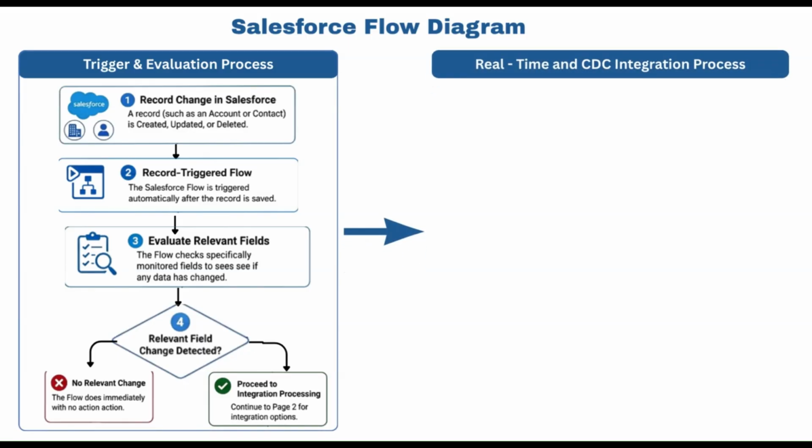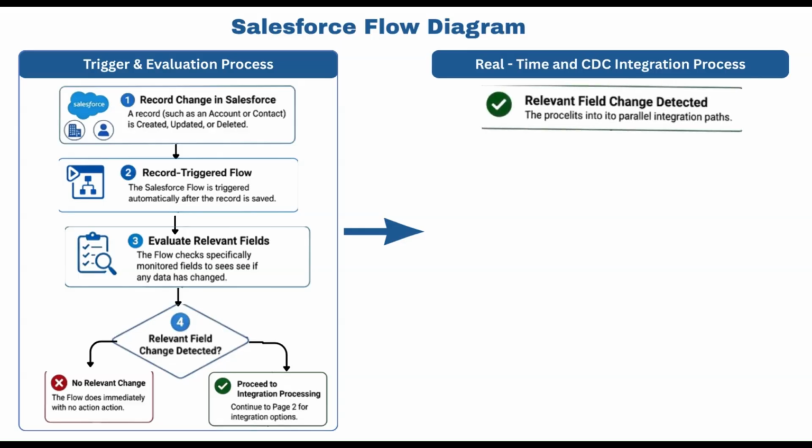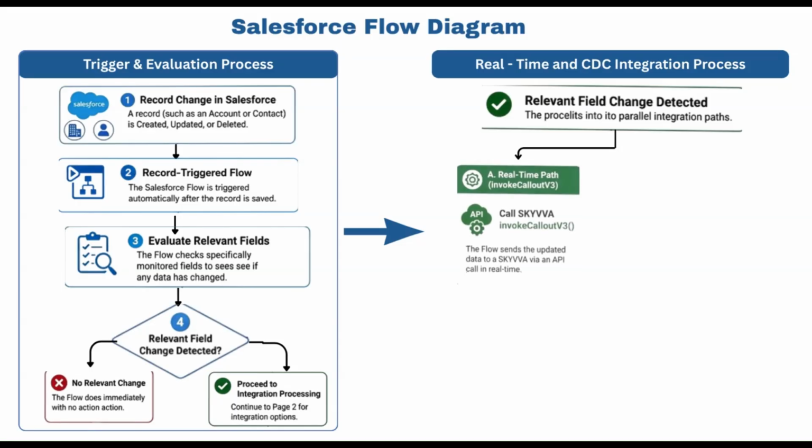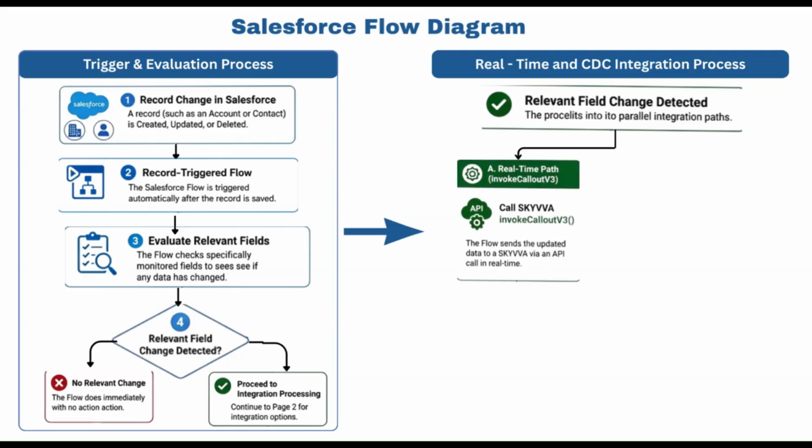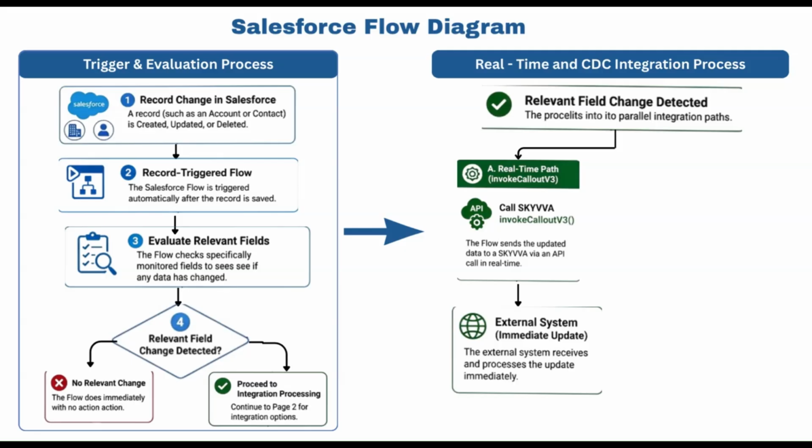Real-time and CDC integration process. Relevant field change detected. It can either process a real-time Invoke Callout v3 or create a change pointer record for later processing. 1. Real-time Invoke Callout v3. The flow sends the updated data to SKYVVA through an API call in real time. The external system receives and processes the update immediately, ensuring near-instant synchronization between Salesforce and the target system.